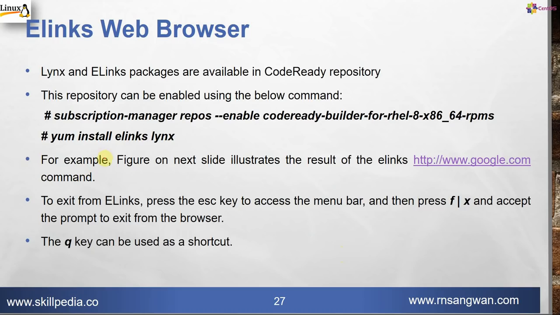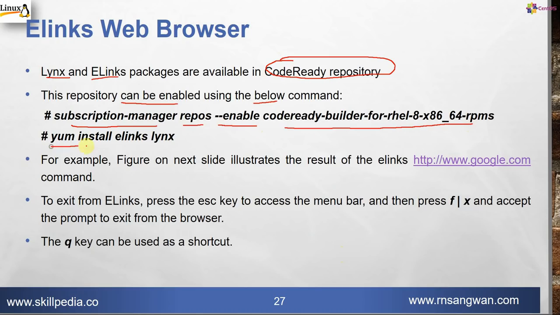Lynx and elinks, there are two browsers, lynx and elinks. These are available in the CodeReady repository in CentOS 8 or RHEL 8. This repository can be enabled using a command like subscription-manager repos --enable codeready-builder for RHEL 8, and then you install it. By default, if you try this command, it will fail. So I have installed them, and I have included the screenshot in the next slide to help you understand this.